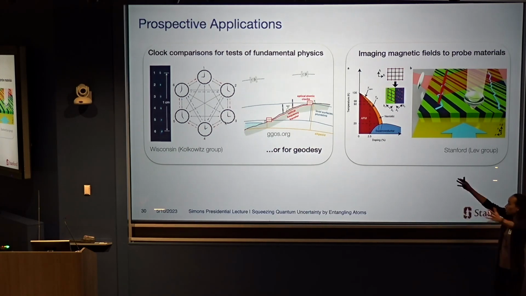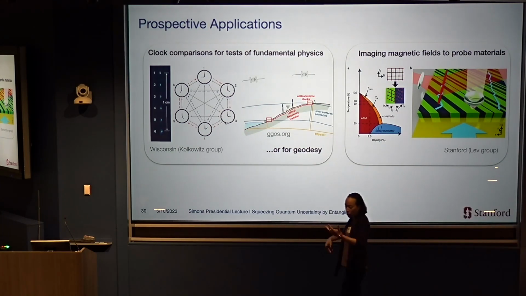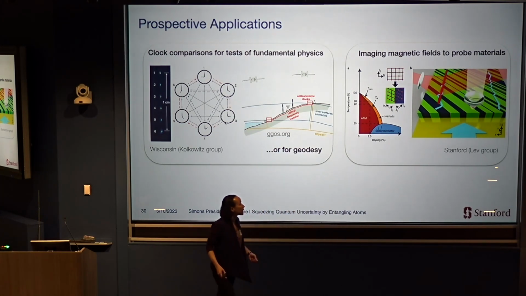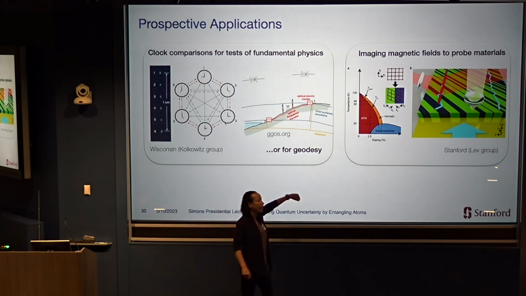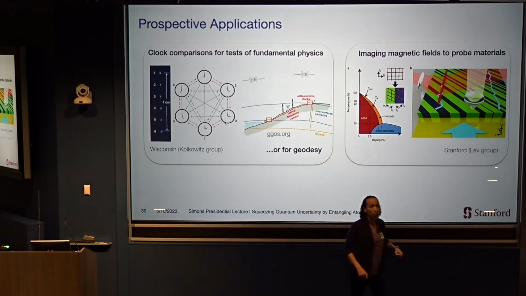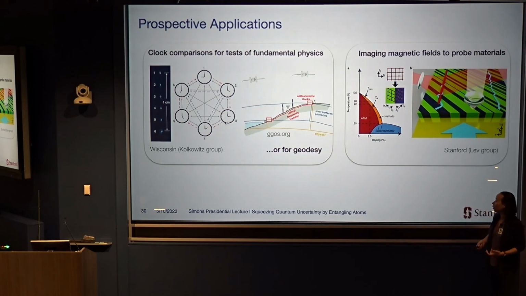One can use this to measure the gravitational potential of the Earth. I mentioned the same techniques are applicable to precisely measuring magnetic fields. Here's an experiment where a cloud of cold atoms is scanning over the surface of a material, probing the magnetic structure of the material in regimes that aren't possible by other methods of microscopy.